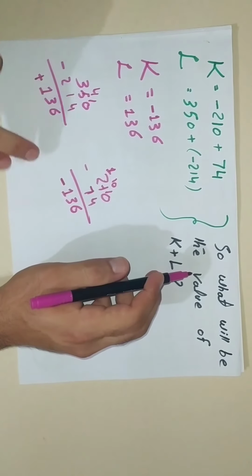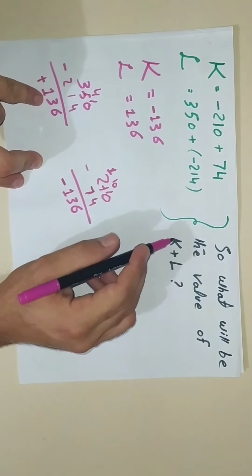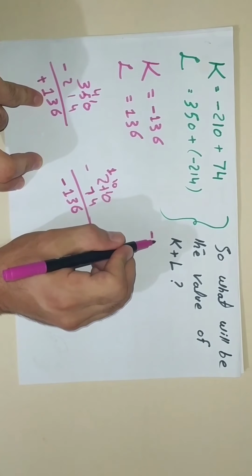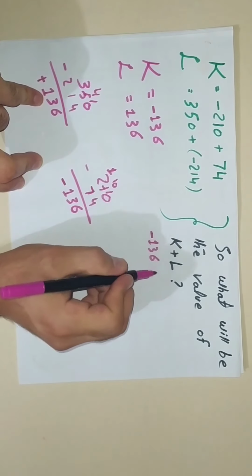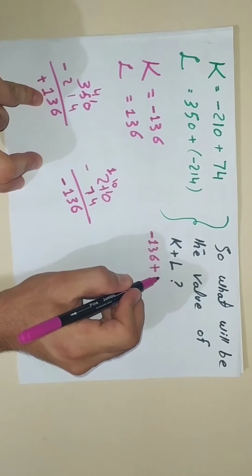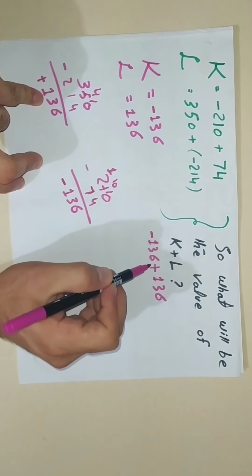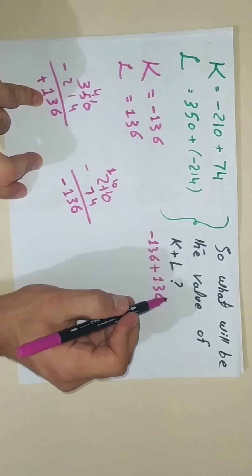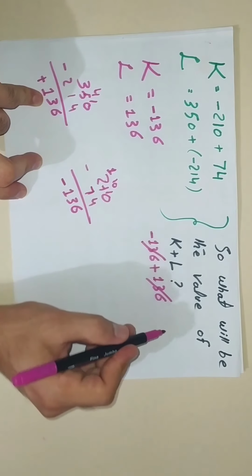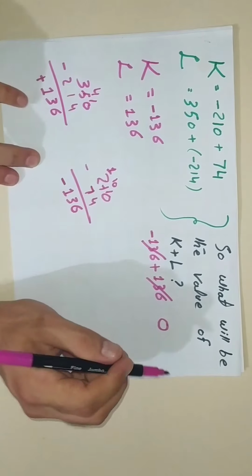It is asking what will be the value of k plus l. K is equal to minus 136 and l is equal to plus 136. So they are the same values but opposite signs, so they will cancel each other. The answer will be 0.